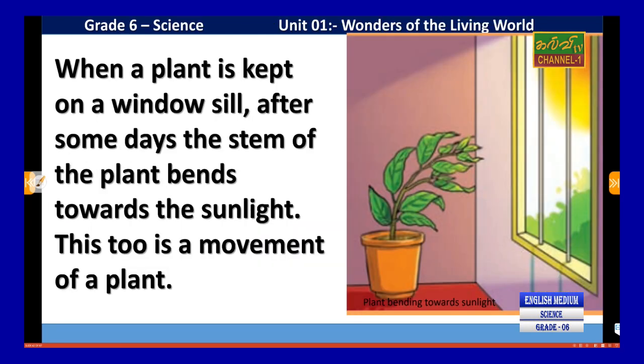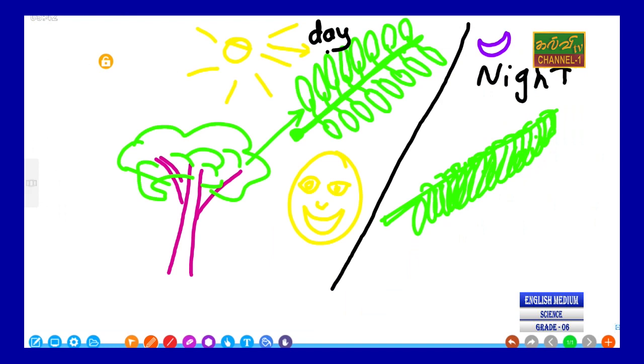This is also a kind of movement. What is it? You can see, we will go to our new slide, right? Okay. We will take the new slide. This is very interesting.